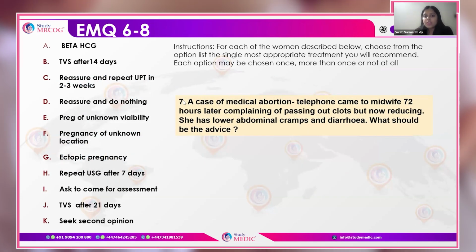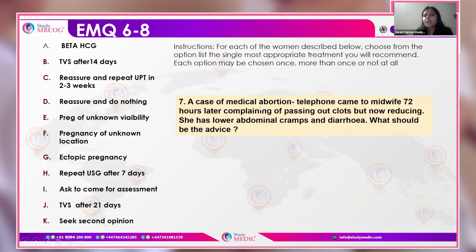Coming to the next question, a case of medical abortion. A woman telephoned the midwife 72 hours after she took medical abortion, complaining of passing out clots, but now reducing. She has lower abdominal cramps and diarrhea. So what should be the advice?